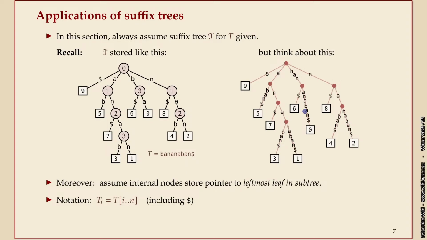Another kind of technical assumption that just makes some statements a bit easier is that every internal node has a pointer to the leftmost leaf below it. In this case, it's always just the left child in this example, but that's because my example is too small. In general, it could be that some node has a long path before there's a leftmost leaf, and then this pointer might jump over a long branch.